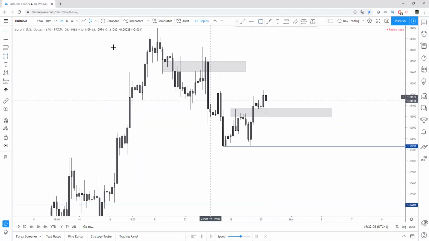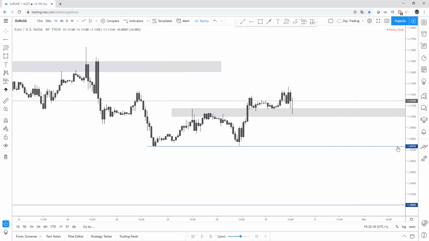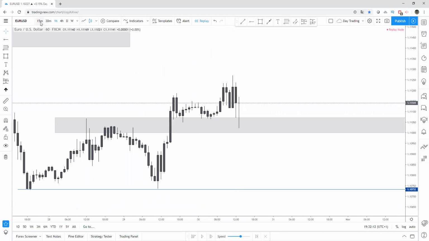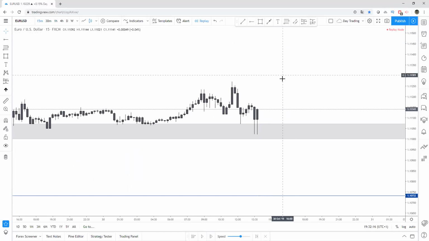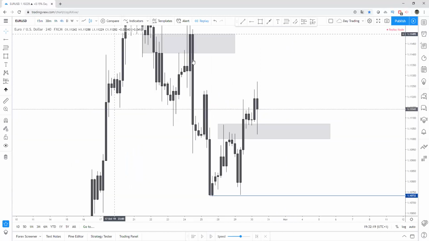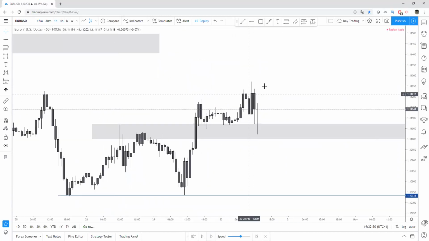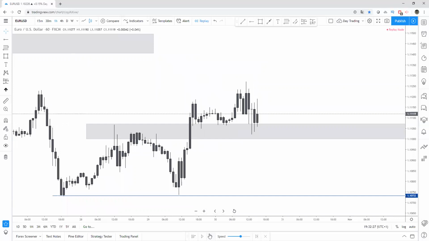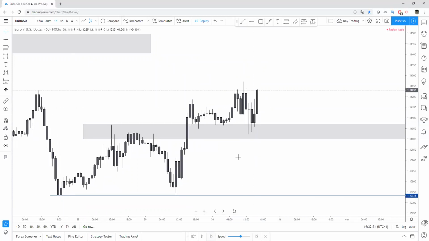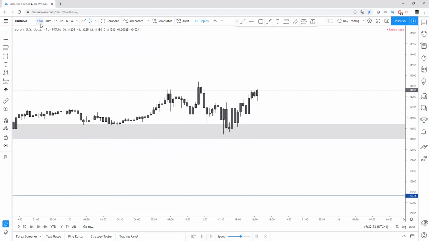This is a nice 4-hour rejection. If we drop down to the hourly time frame, we're having a massive hourly rejection. Then drop down to the 15-minute, we're having 2 big 15-minute rejections. So if we stick to the process after the 4-hourly, we want an hourly confirmation. So let's put 1-hour confirmation. You can see price action pushes down, pushes up, pushes down. We missed this trade.